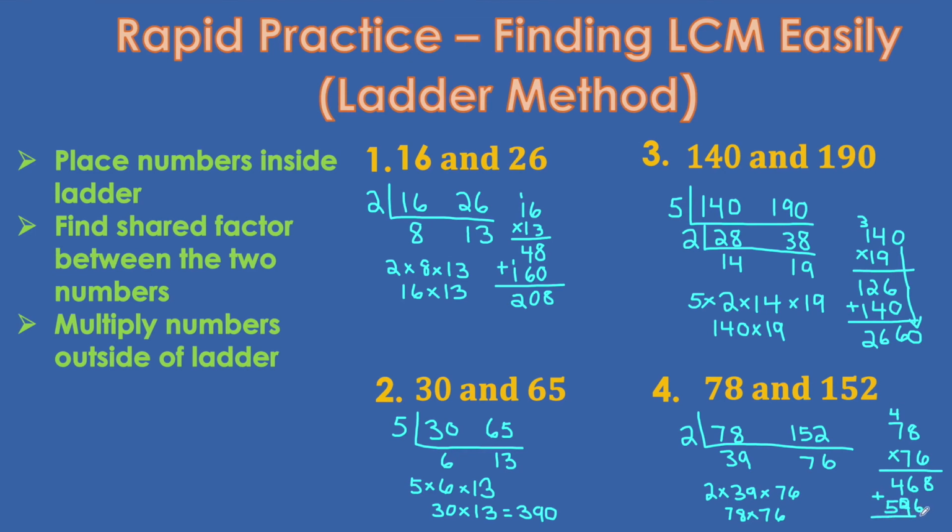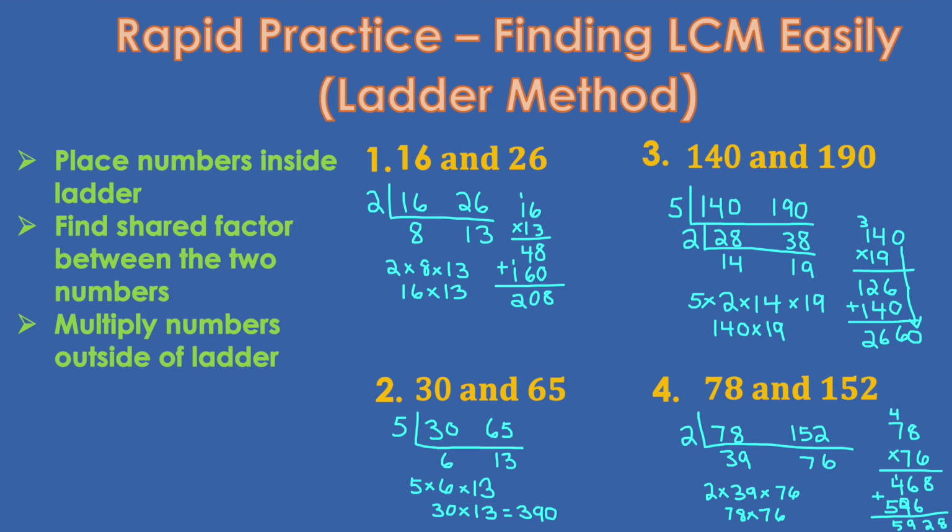I'm going to add them together. We have 8. 6 plus 6 is 12. Carry the 1. 1 plus 4 is 5. 5 plus 4 is 9. And we have a 5. So our final answer is 5,928. That is our LCM between 78 and 152.